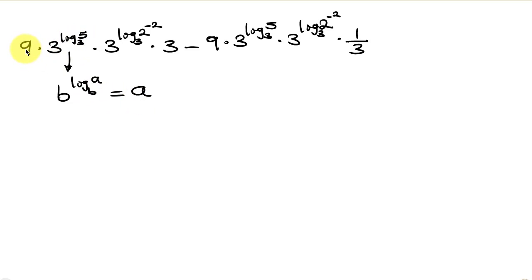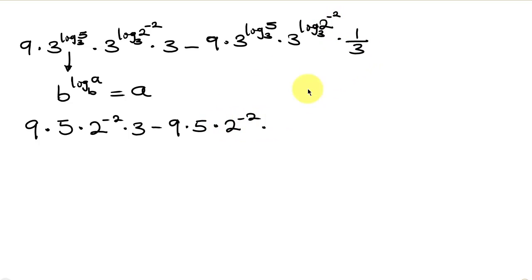So this becomes 9 times, the base and the base are the same, so we'll take the number 5 times, the same way we take the number 2 to the negative 2, and then times 3, minus 9 times, we take the number 5 times, we take the number 2 to the negative 2 times 1 all over 3.